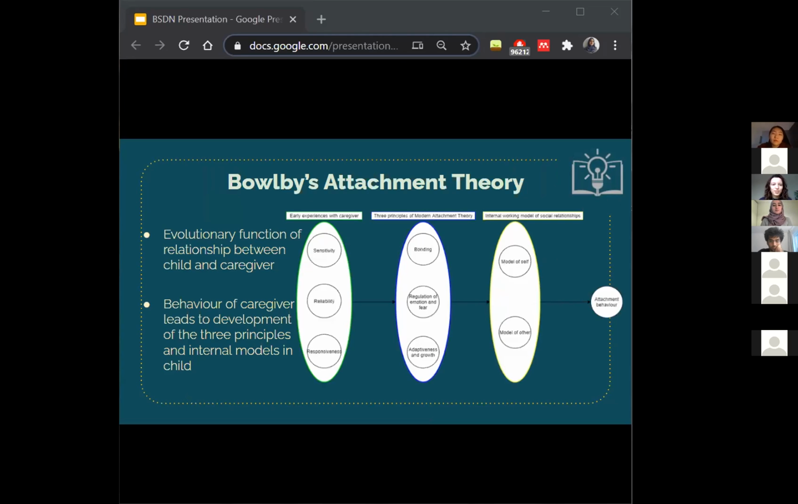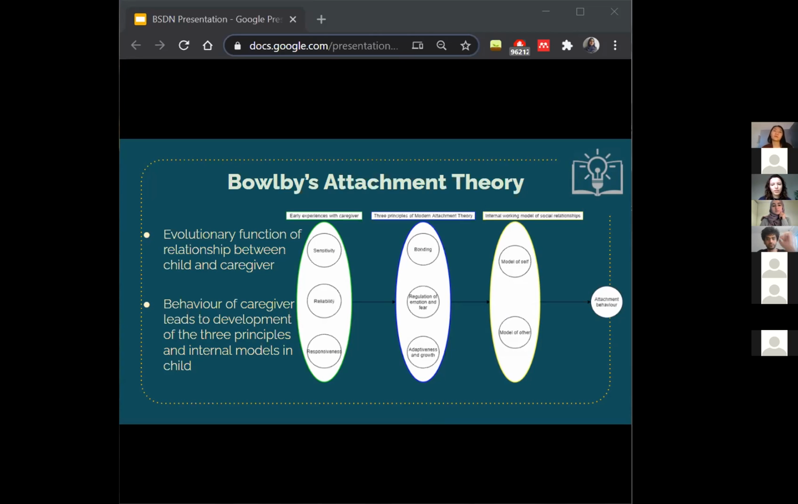Yeah, so first I will shortly take you through how this attachment behavior is actually created. The early experience with the primary caregiver can promote or inhibit the development of 3 principles of bonding, emotion regulation, and adaptiveness. In this way, the early experiences with the primary caregiver form a main input for the child to then develop a set of memories, emotions, thoughts, expectations, behaviors, and beliefs about itself and about others.